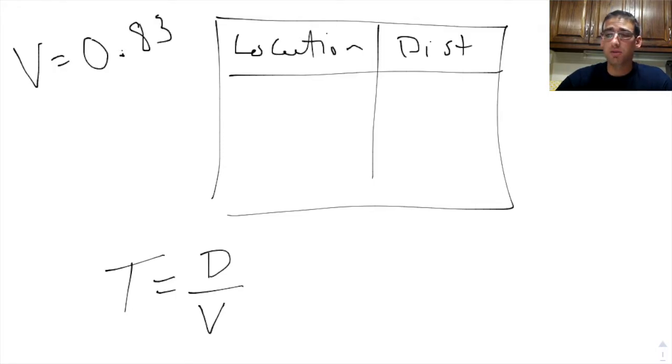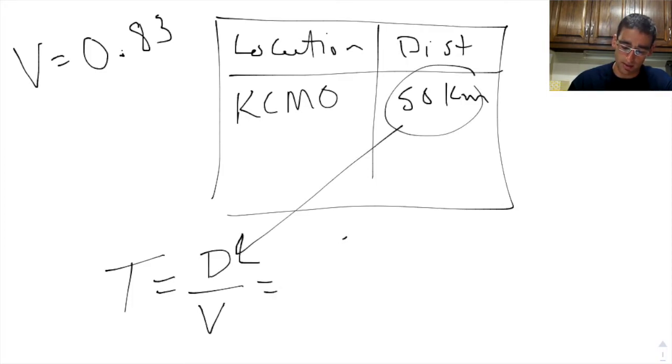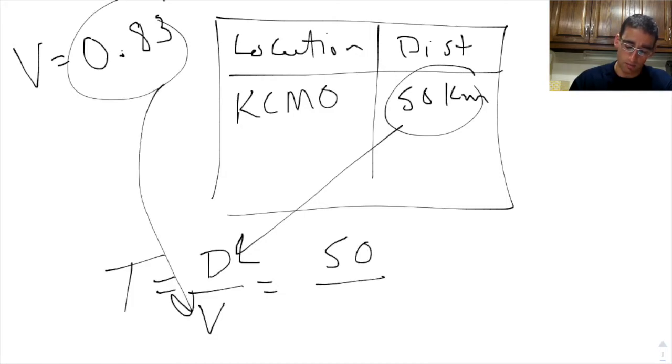Okay, so now we're just taking each distance. Let's say the first location you're going to is KC Mo, and the distance away from the current location of the tornado is, who knows, 50 kilometers. Well, if I know that that's 50 kilometers, that's going to go in place of my distance, so that's going to be 50. My velocity is this right here, so that's going to go in place of the v, so that's 0.83, and then you're just going to divide.